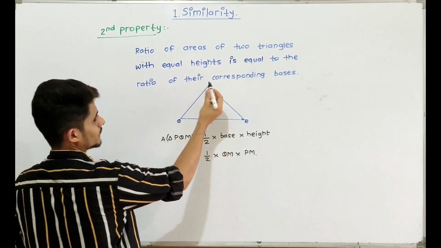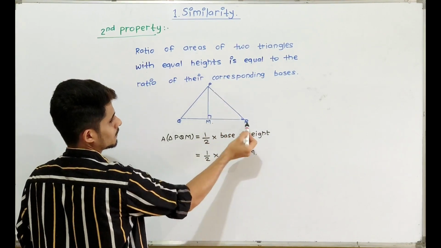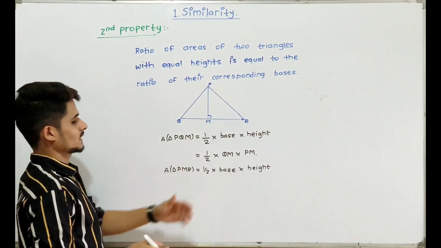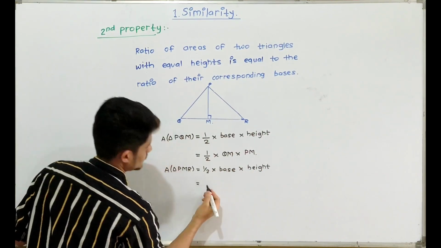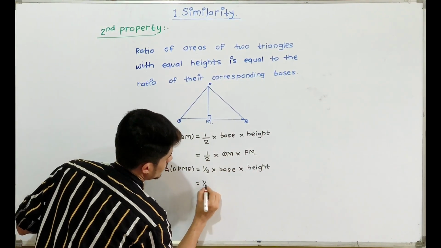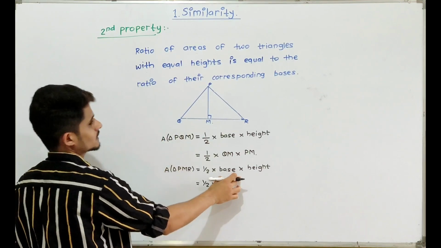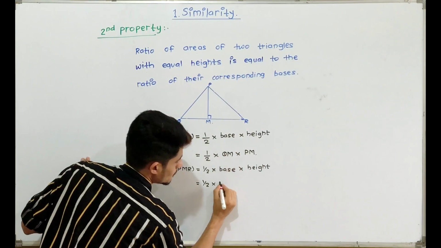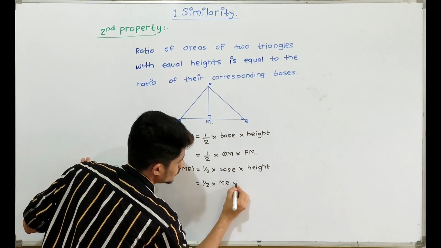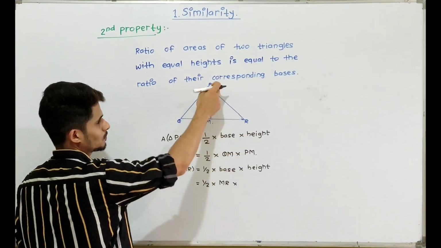Similarly, we'll find area of triangle PMR. Area of triangle PMR is half into base into height. That is half into base. Base of triangle PMR is MR and height of triangle PMR is PM.